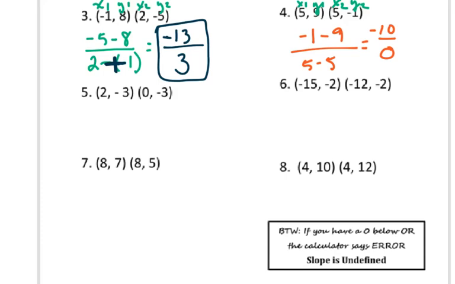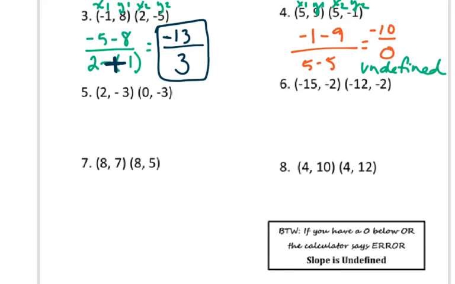If you typed this in the calculator, -10 divided by 0, your calculator would say error. It will not work. There is not a number. If I have a 0 below, I cannot divide by 0. It doesn't work in the world of math. So if you have a 0 underneath, the slope is undefined. So the answer for this one, my 0 was underneath. So this slope is undefined.